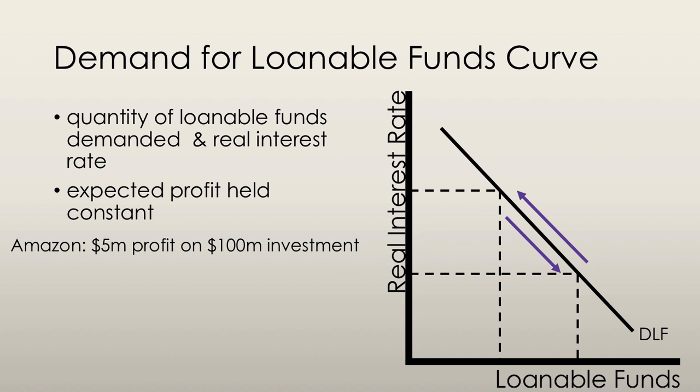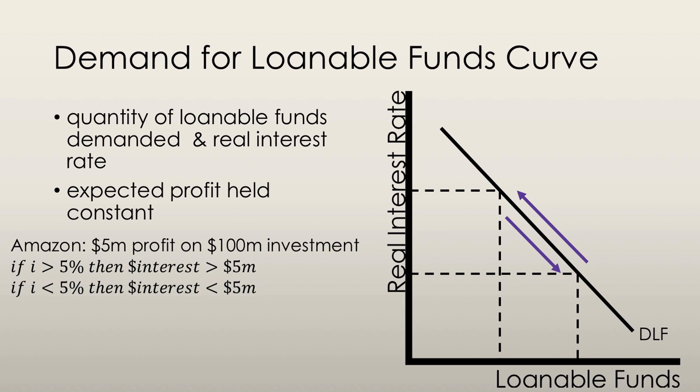Let's say that Amazon is expecting $5 million from a $100 million investment. Will they decide to make the investment or not? Will this quantity of loanable funds be demanded or not? Let's take a look. If the interest rate is greater than 5%, then the money that Amazon has to pay to whatever bank it's borrowing from is going to be over $5 million. So any profit that they get back is going to be used to pay that interest payment, and so it's not going to be worth it. So they will not demand this $100 million in investment. But if the interest rate is less than 5%, then they will, because we're going to be paying less than $5 million in interest expense, and so we actually get to retain some amount of that profit.